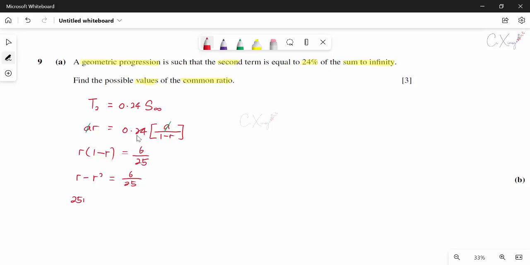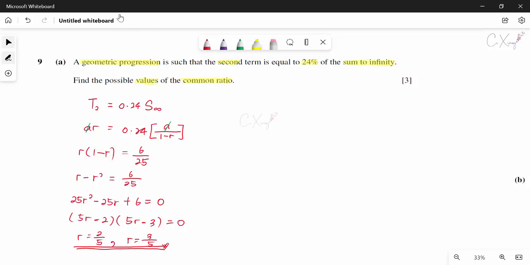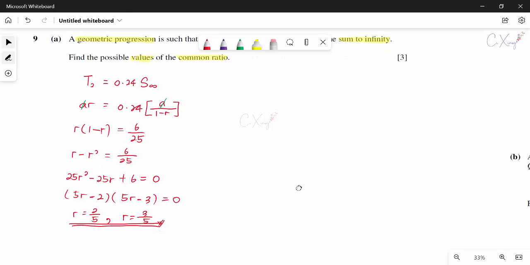Then I try to rephrase everything. I'll have 25r squared minus 25r plus 6, which equals 0. So from here, I try to factorize it also. I'll have 3 and 2. So you'll get two values of r, where one of them is 2 over 5, another one is 3 over 5. Okay, so this is what we have for part number 8. Then now we can proceed to part B.